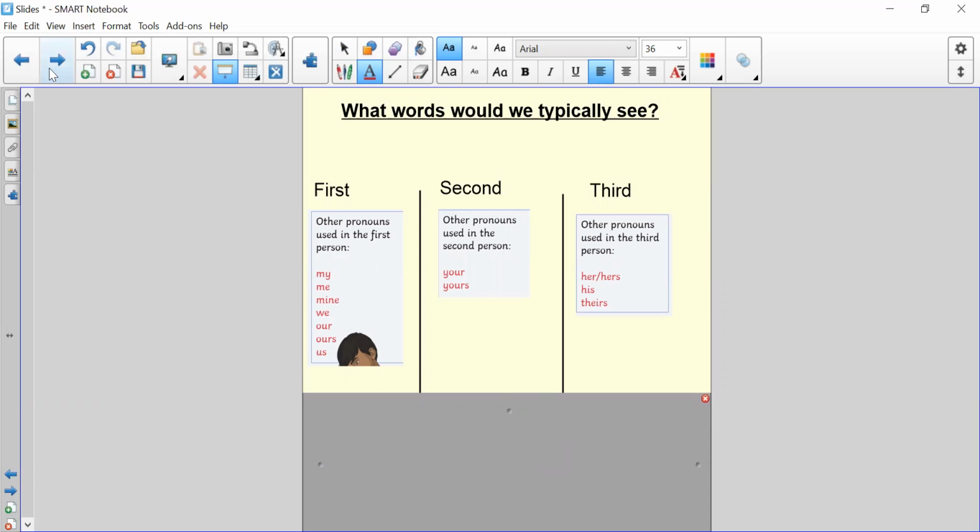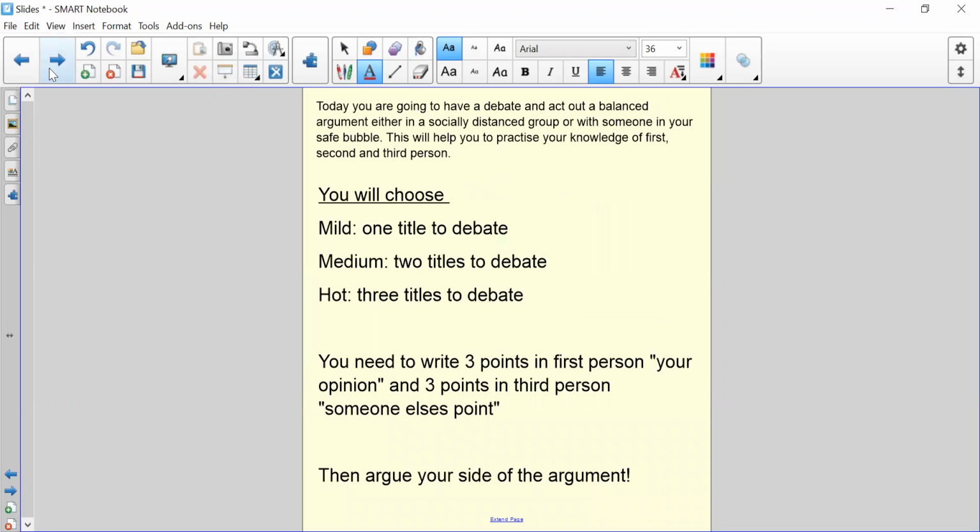Today you're going to have a debate and act out a balanced argument either in a socially distanced group or with someone in your safe bubble. This will help you to practice your knowledge of first, second and third person. If you choose mild, you are just looking at one title to debate, medium, 2 titles, or hot, 3 titles. You're going to write 3 points in first person, which will be your own opinion, and 3 points in third person, someone else's opinion, and then argue your side of the argument. Why do you think that you are right? Unless you both have similar opinions, and then you can have a discussion about why you came to that decision.